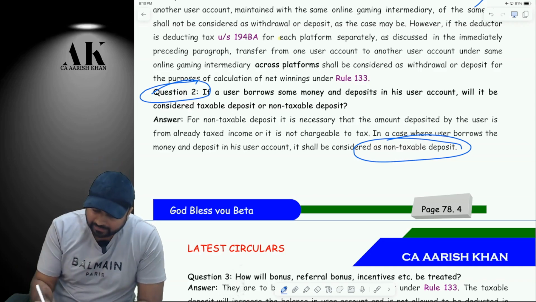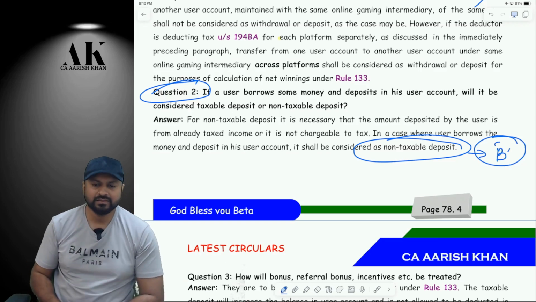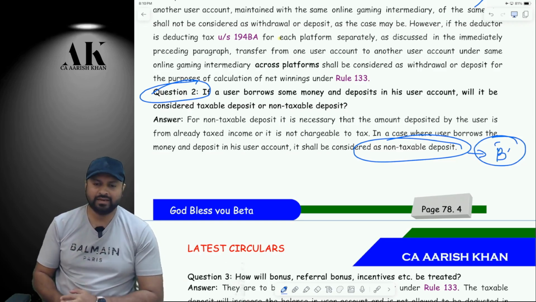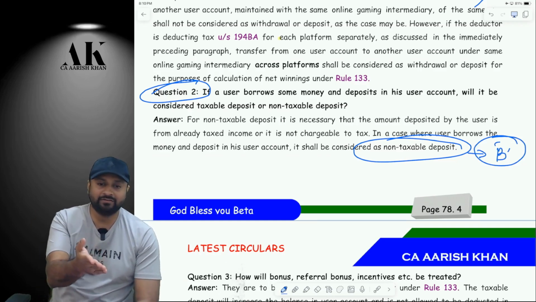A non-taxable deposit only comes in B, right? Tell me, please. Then you can reduce it from A. A minus B. You can take it in B. Are you clear? Otherwise, what will happen? A very strange thing will happen.